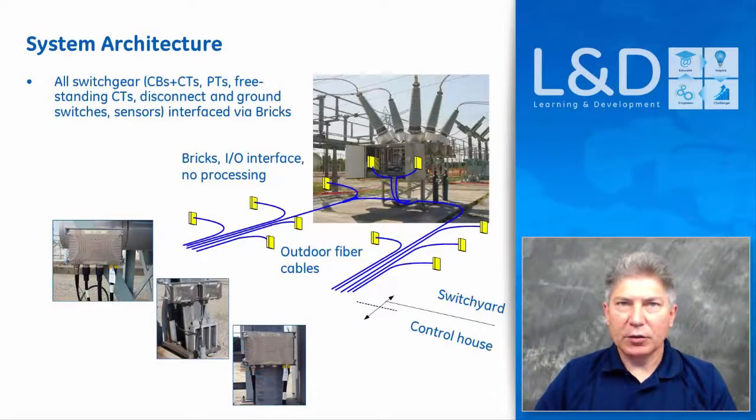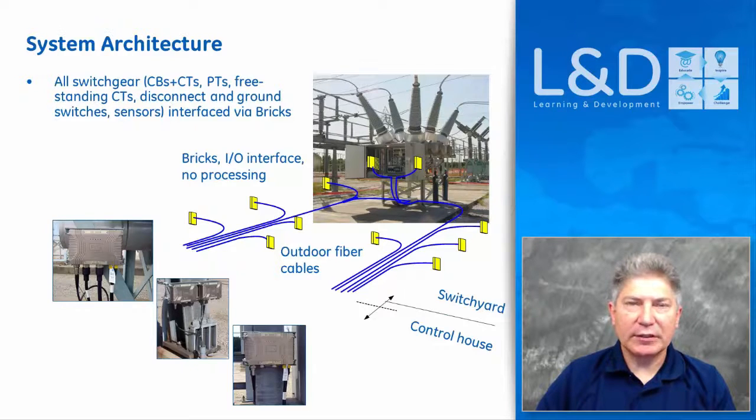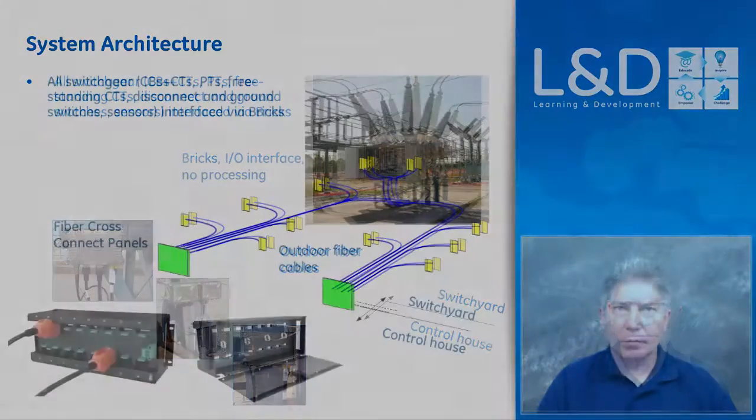The copper connections that would normally be placed in the cable trenches to provide protection, control, and monitoring between the switchyard and control house are eliminated. The connections going to circuit breakers, CTs, PTs, disconnects, ground switches, and sensors are interfaced to the brick in the switchyard, therefore reducing the amount of copper cable required between the switchyard and the control house.